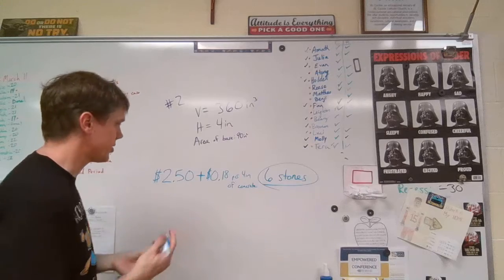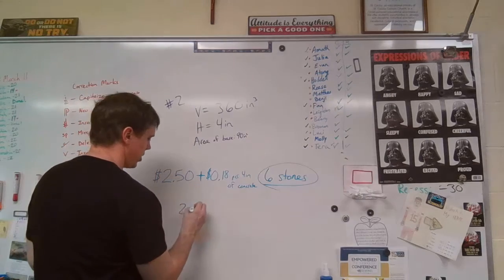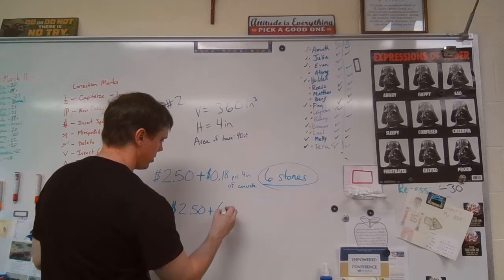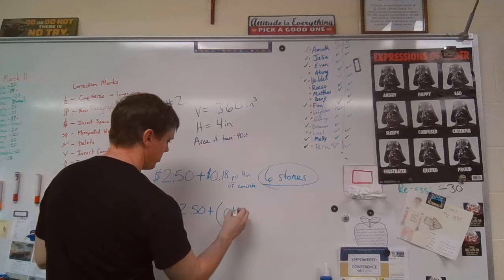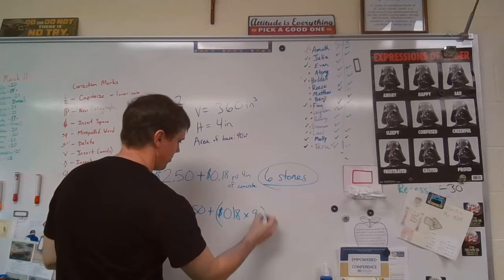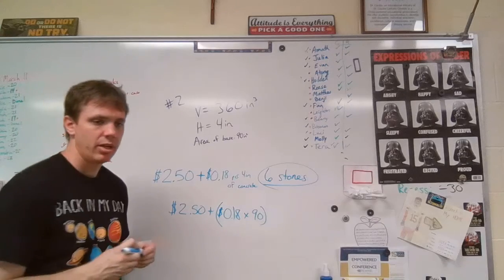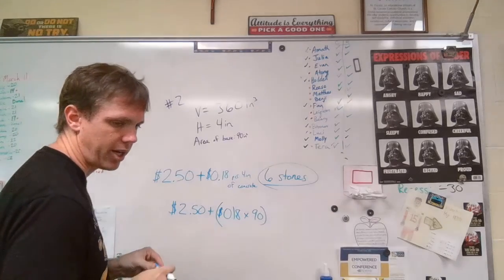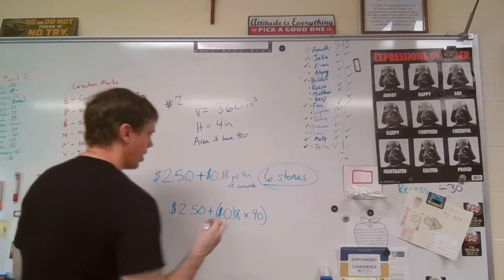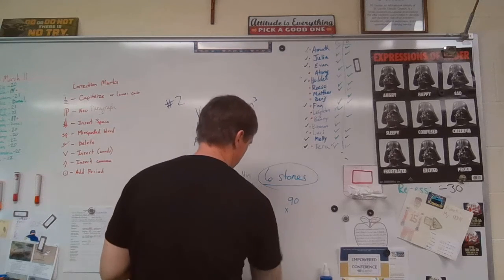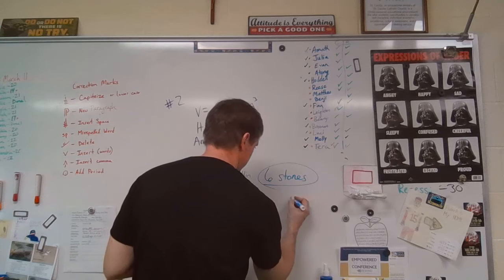So really, all this is saying is it's $2.50 plus 18 cents times 90. All right, not so bad. So let's go ahead and multiply 18 times 90. I'm going to put the 90 on the bottom. That's simpler.